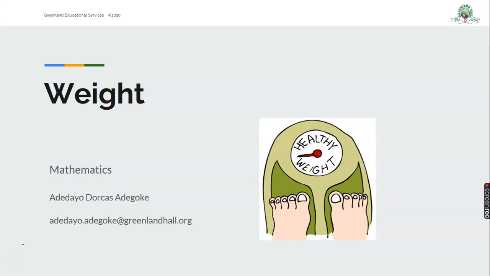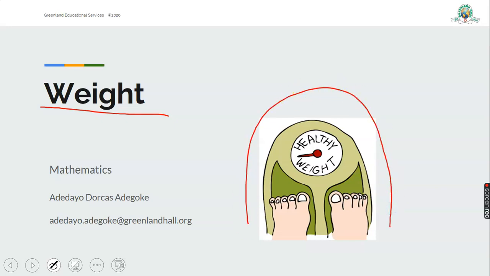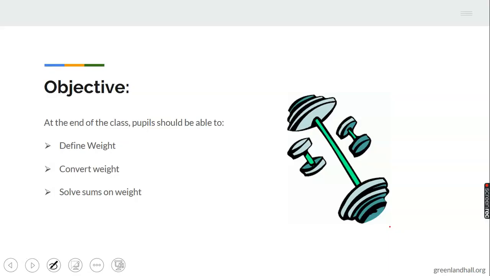Our subject for today is mathematics and our topic is weight. You can see on the screen, weight. Look at this picture. You can see the feet of a child there, on a scale, trying to measure his or her weight. My name is Miss Adegoke. You are welcome to this class. At the end of this lesson, you should be able to define weight, convert weight, and solve sums on weight.